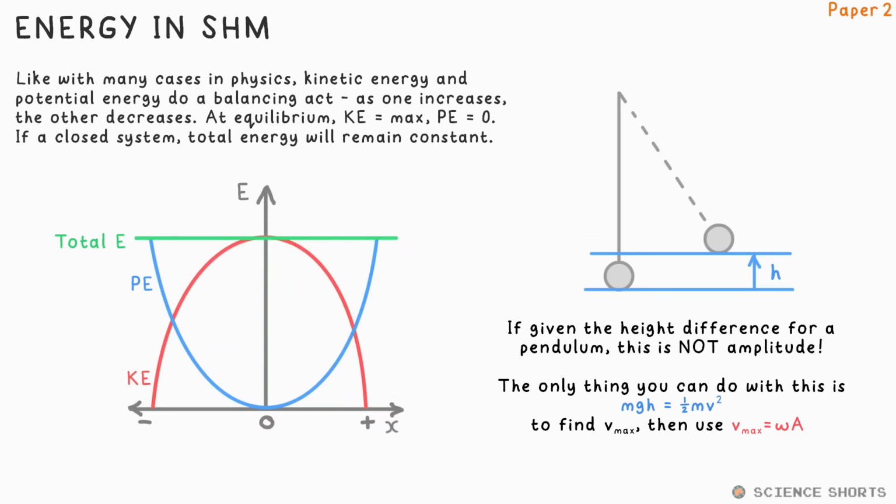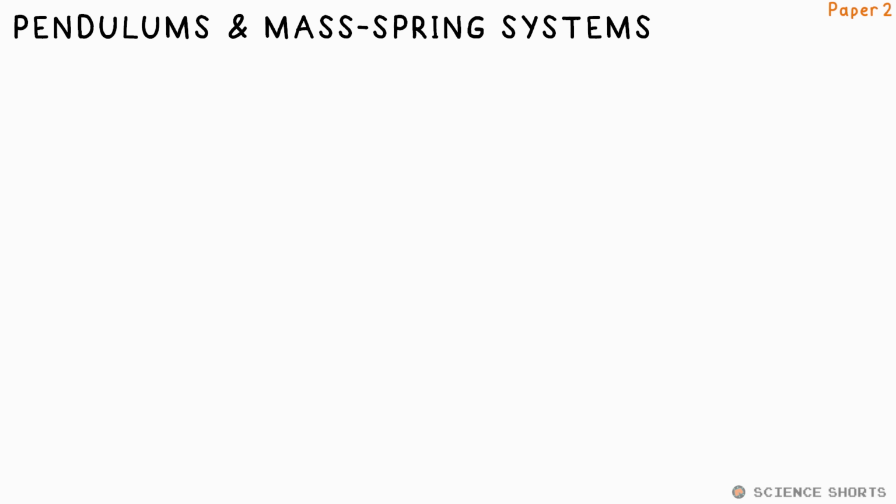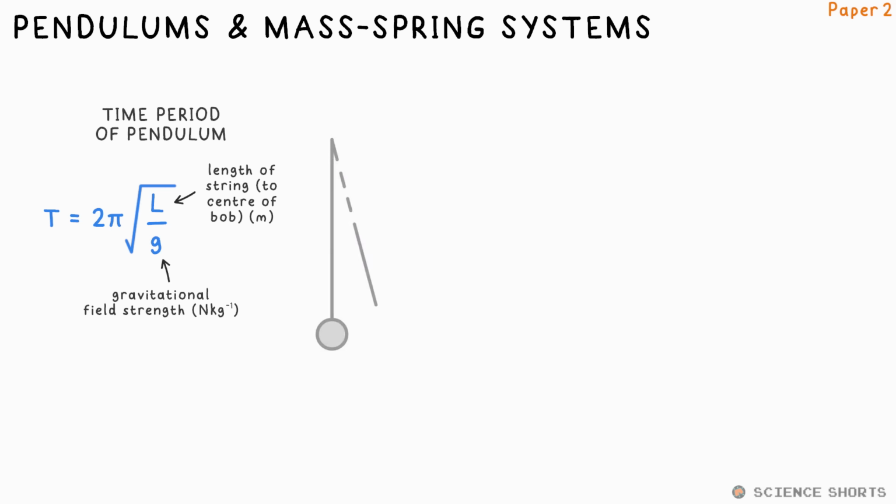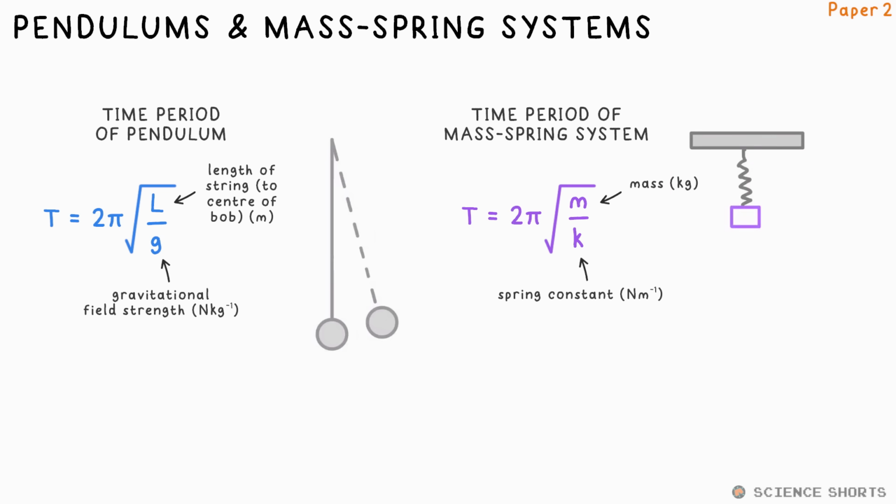If there's no damping or resonance and it's a closed system, no energy should be lost to the surroundings, which means the total energy stays the same as kinetic energy and potential energy do their balancing act. For a pendulum, time period is equal to 2 pi root L over g, where L is the length of the string, to be precise, from the pivot to the center of the bob, and g is gravitational field strength. Note there's no mass in this. It doesn't affect the time period, or therefore the frequency either. For a spring, T equals 2 pi root m over k, where k is the spring constant, m is the mass.